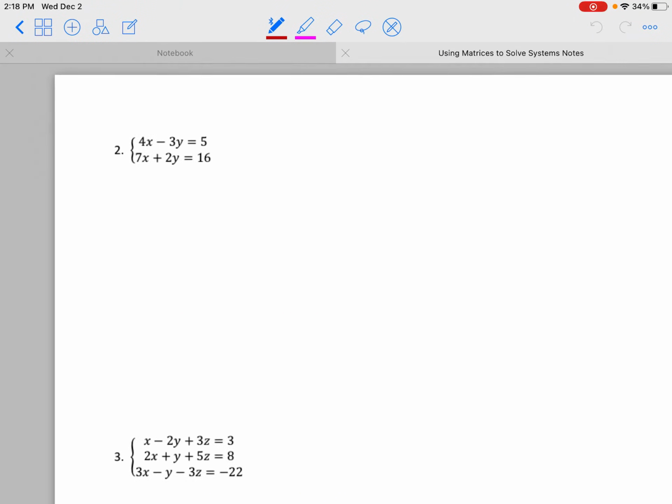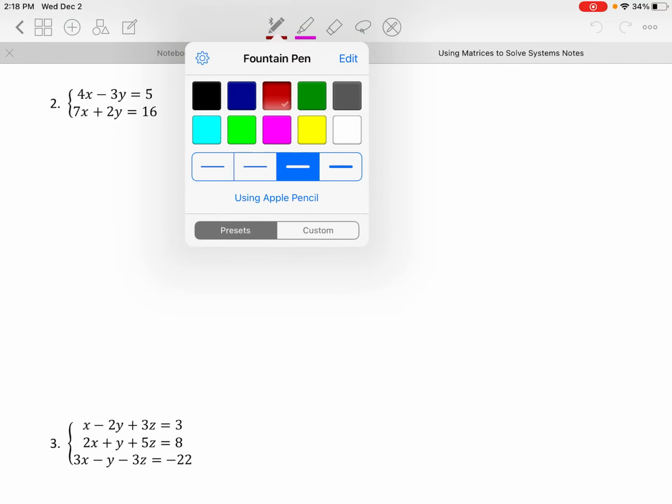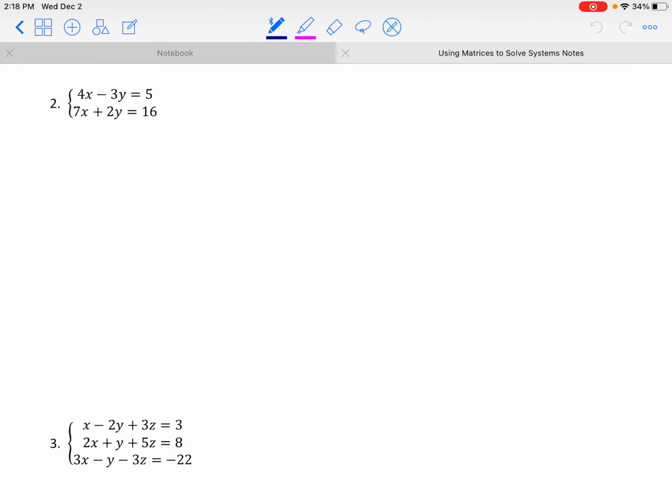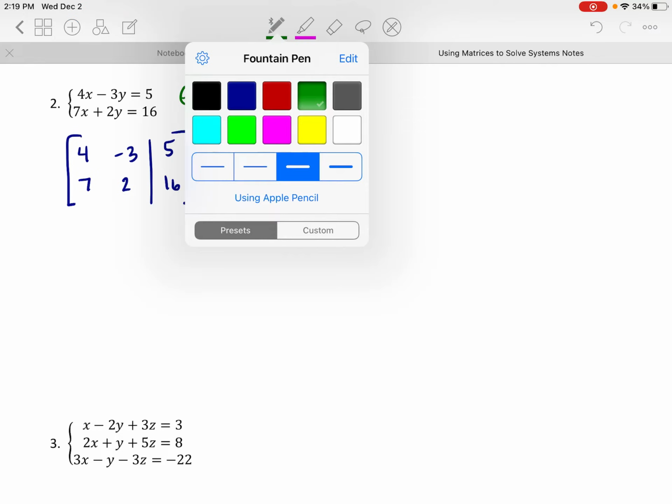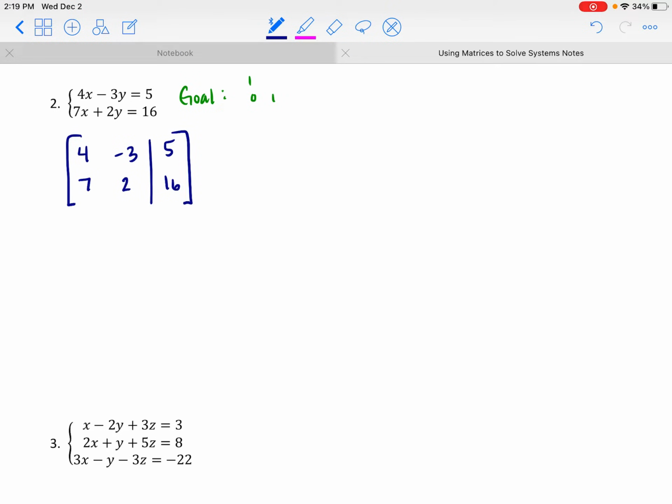Let's try another one. I'm going to try another 2 by 2 here. And swapping the first and second rows in this case is not going to do anything for me, so I'm going to just put my augmented matrix for 4, -3, 5, 7, 2, and 16. And the goal, remember, for a 2 by 2 is to get a 1 and then a 0 and then a 1 in that order. So I can't swap rows to make a 1, which means I'm going to have to multiply or divide to make a 1. So I would divide this by 4 to make it a 1.